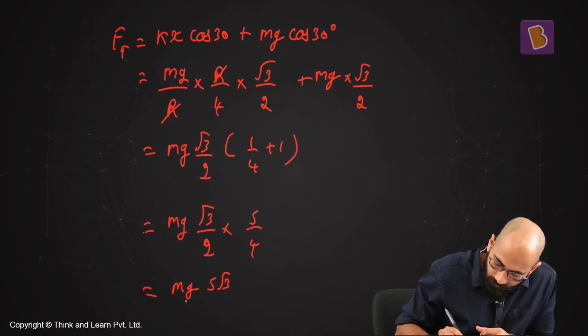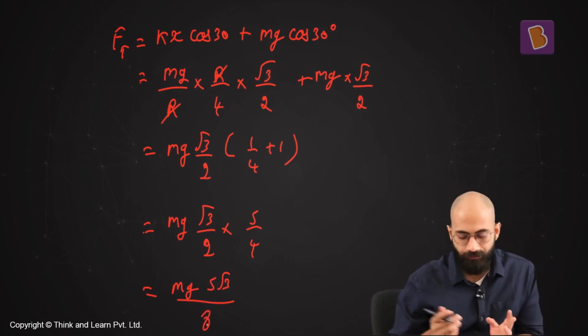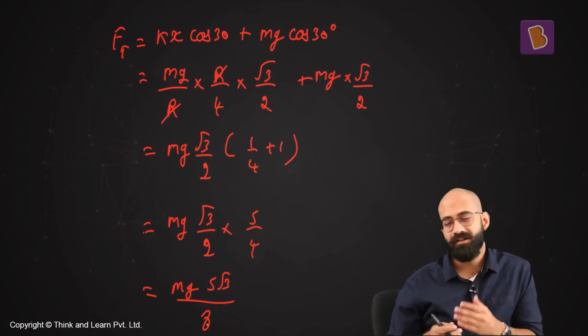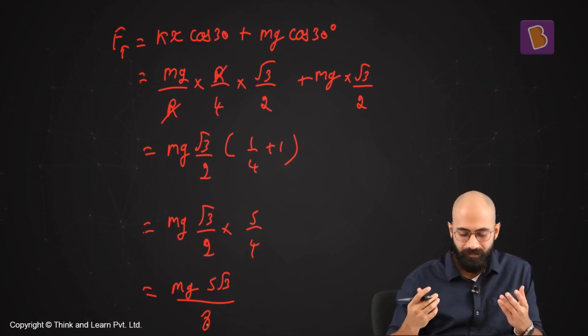g into 5 root 3 by 8. Now this is the final tangential force, but what do we have to find? We need to find the acceleration. And that's fairly simple. Acceleration is just the net tangential force divided by the mass.